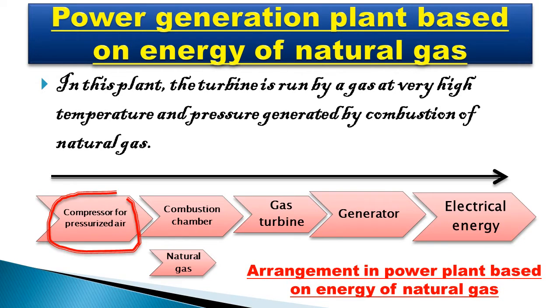This is a compressor for pressurized air. It means this compressor is used to increase the pressure of air, and that is connected to the combustion chamber. Okay, so there are three main sections in this type of plant. Pressurized air is introduced into the combustion chamber using a compressor, and in the combustion chamber the natural gas burns in the presence of the air. Okay, and the gas at very high temperature and pressure generated in this chamber runs the turbine, and the turbine then drives the generator to produce the electricity.